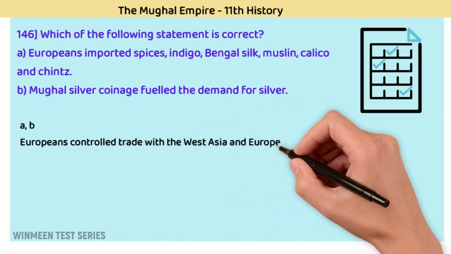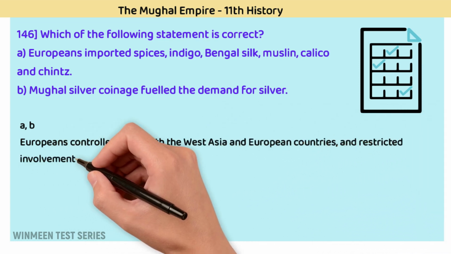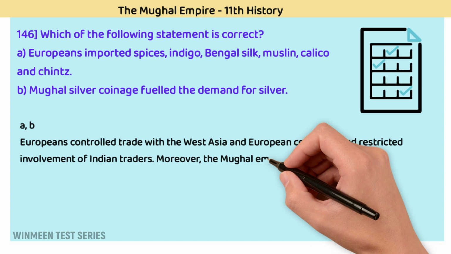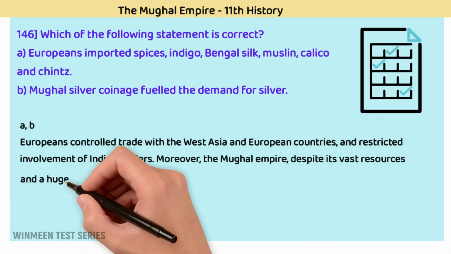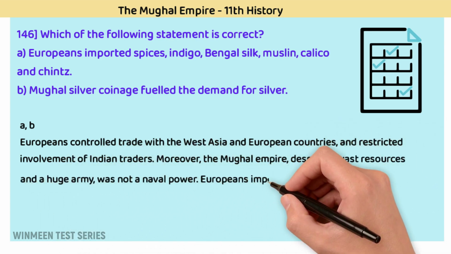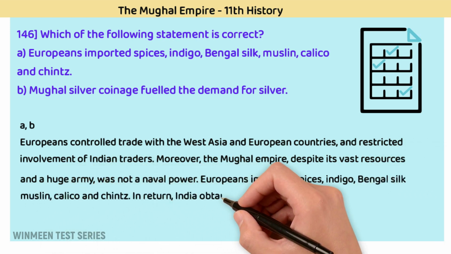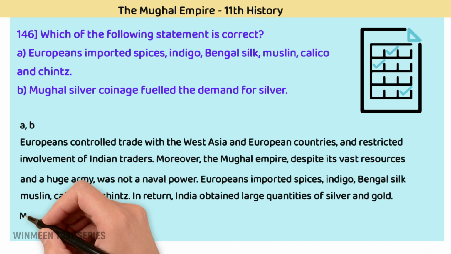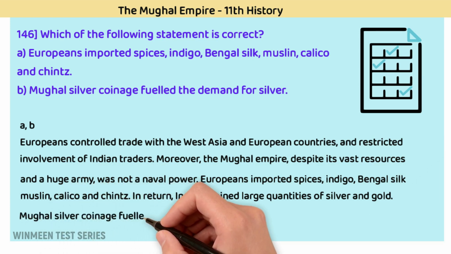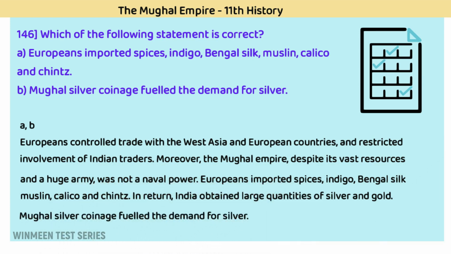Europeans controlled trade with West Asia and European countries and restricted involvement of Indian traders. Moreover, the Mughal Empire, despite its vast resources and a huge army, was not a naval power. Europeans imported spices, indigo, Bengal silk, muslin, calico, and chintz. In return, India obtained large quantities of silver and gold. Mughal silver coinage fueled the demand for silver.